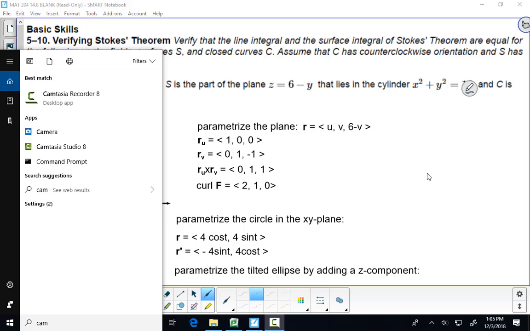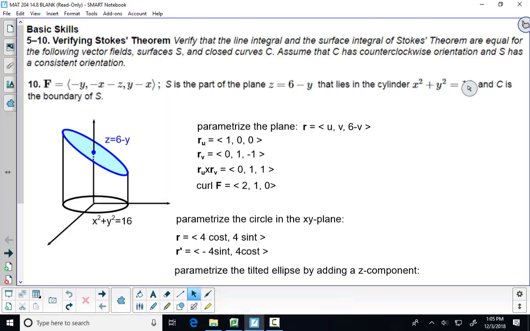So parameterizing the plane, we're going to go u, v, and then z is going to be f of u, v. So we put the function in.